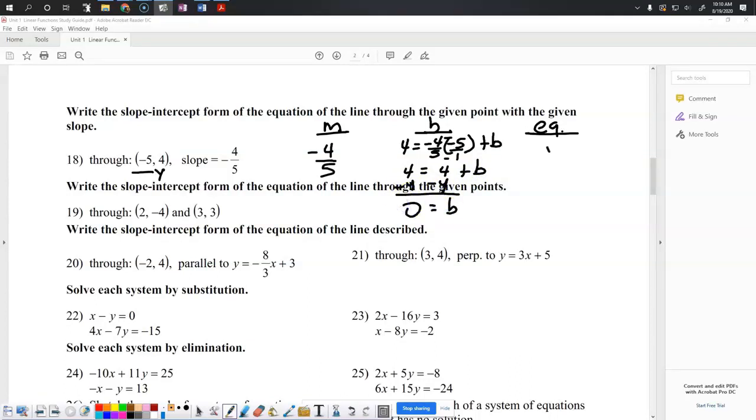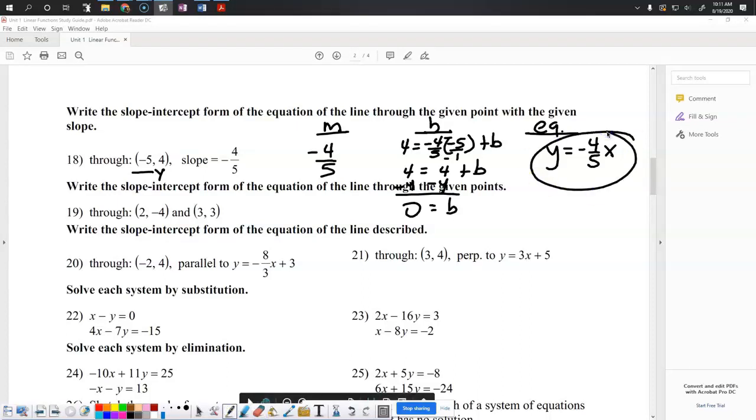So our equation would look like this. Y equals my slope plus 0. Now, on the multiple choice test, they probably will not include the 0, just so you know, because if your y-intercept is 0, there's no point in writing it. So that would be our final answer.